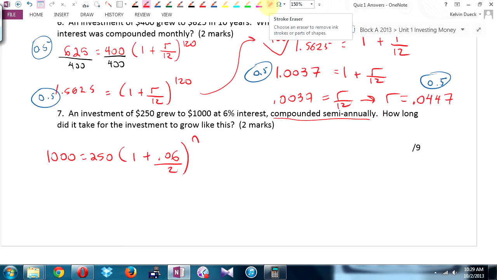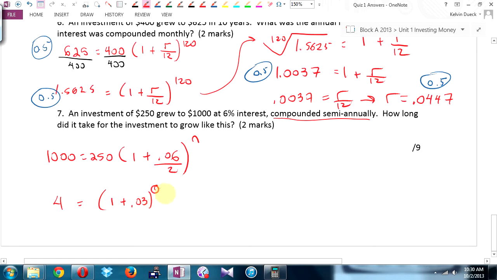And I'm going to go 1,000 divided by 250 in my head. Woohoo! Thank you. Can't subtract 1, but boy, he can divide. And I'm going to divide the 0.06 by 2 in my head. That's going to be a 0.03. In fact, Colin, I'm going to argue that this right here is 1.03. And all I'm going to start to do now is guess and check.